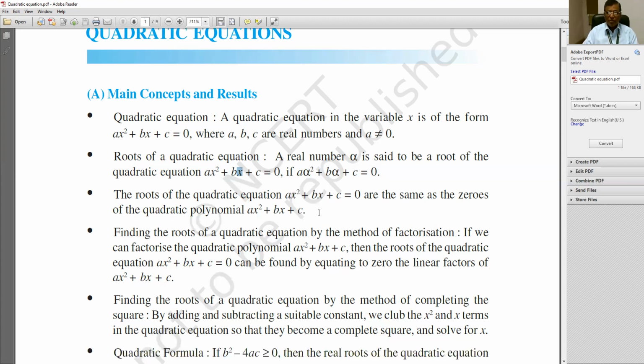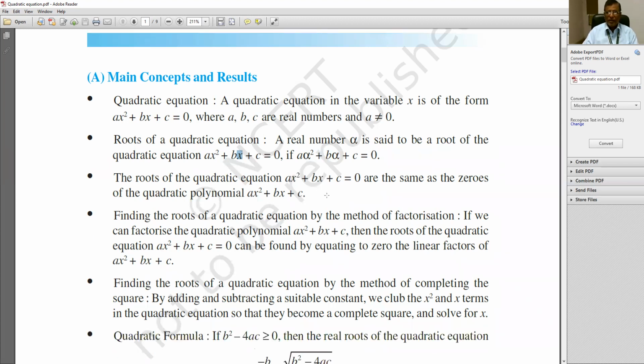Also, you should note that the roots of a quadratic equation ax square plus bx plus c are the same as the zeros of the corresponding quadratic polynomial. Zeros of this means the roots of this. Zeros of a quadratic polynomial means roots of the corresponding equation. Note it please. Zeros of a polynomial means roots of the corresponding quadratic equation.